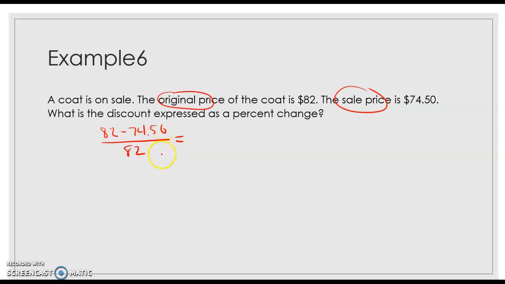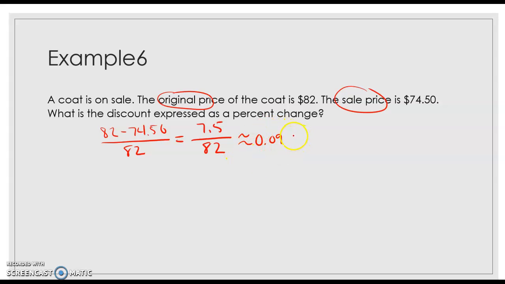So 82 minus 74.50 is going to give us 7.5. So we decreased by $7.50, and we're going to now divide that by the $82. And so when I take 7.5 divided by 82, I get approximately 0.09. I'm saying approximate because I am rounding my decimal. And so when I round, it becomes an approximation.